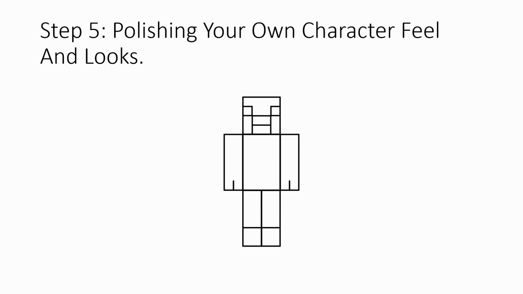And step number 5 is polishing your own character, feel, and looks. Make sure your feel and looks make sense, and make sure you're not focusing on something random like Flappy Bird jumping around on a trampoline and popping out present boxes, or a parachute, just something falling downwards, like your Flappy Bird falling down with a parachute or something like those, in your RPG games.